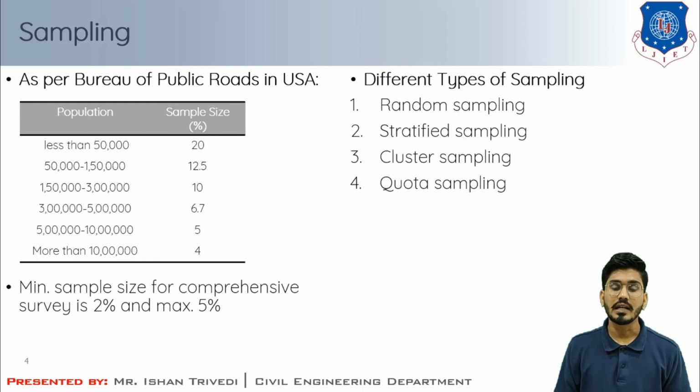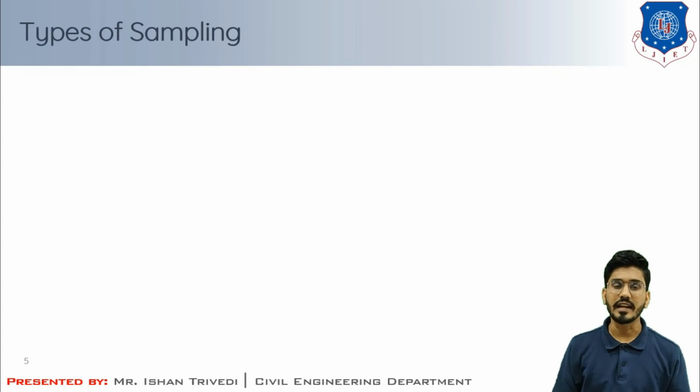Now understand the different types of sampling, that is random sampling, stratified sampling, cluster sampling and quota sampling. So let us understand first random sampling.